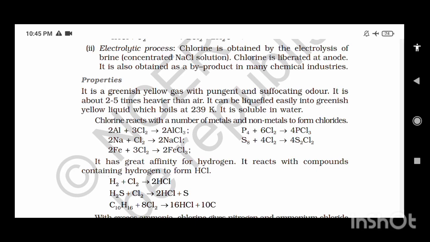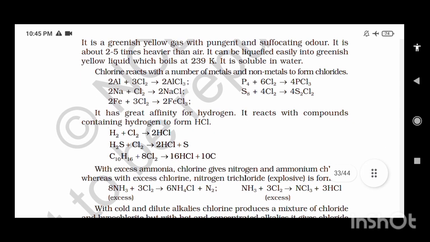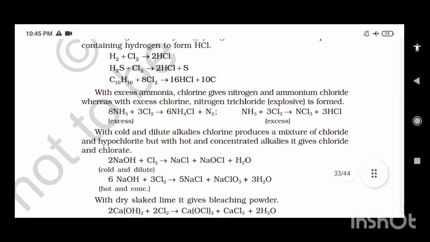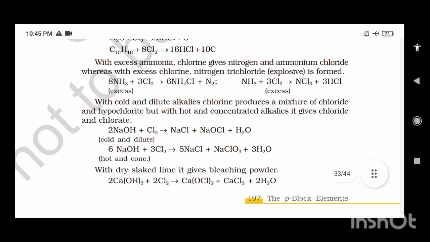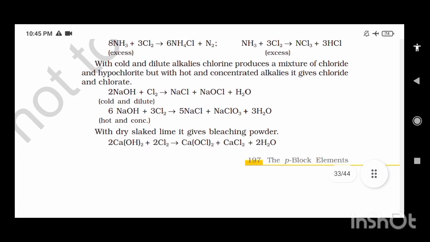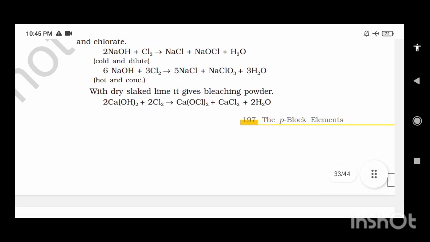It can be liquefied easily into a greenish yellow liquid which boils at 239 Kelvin. It is soluble in water. With excess ammonia, chlorine gives nitrogen and ammonium chloride, whereas with excess chlorine, nitrogen trichloride is formed. With cold and dilute alkalis, chlorine produces a mixture of chloride and hypochlorite, but with hot and concentrated alkalis, it gives the chloride and chlorate.